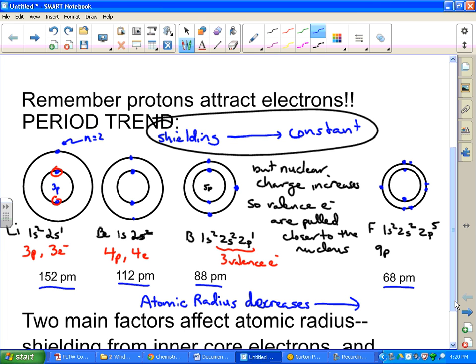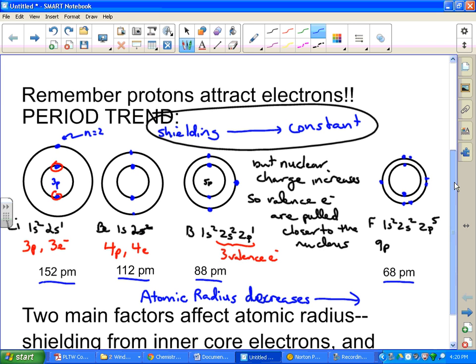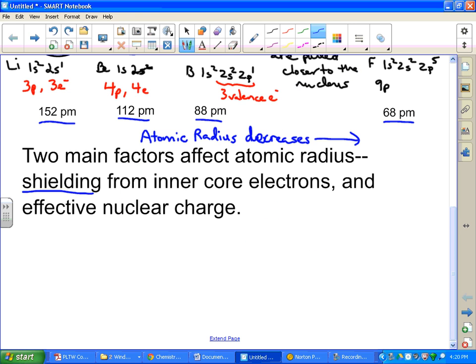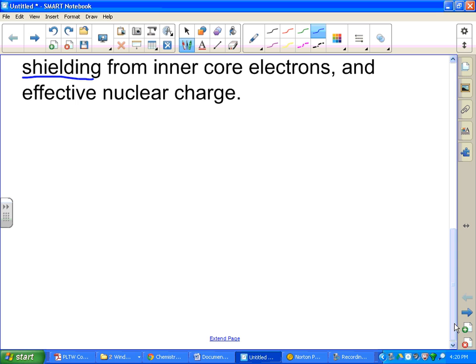Now, what about the other factor? The other factor is shielding and principal quantum number. So we've talked already about shielding being constant across a period. Okay, let's look at the group trend. And let's look at the alkali metals. Again, lithium, 1s2, 2s1.